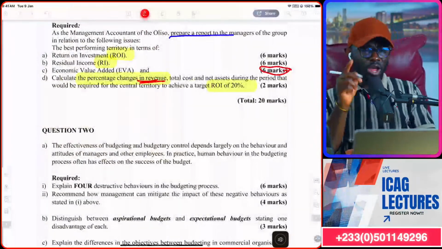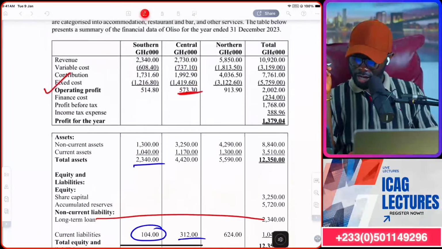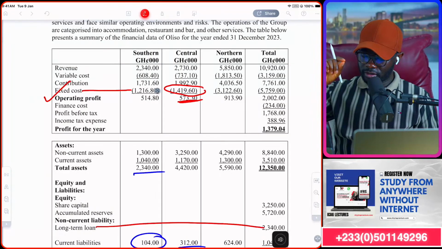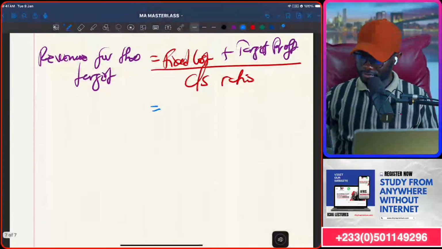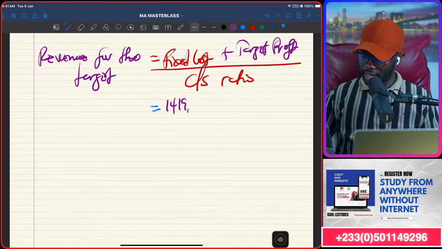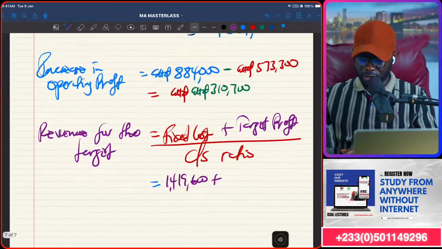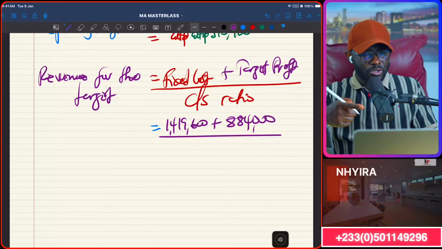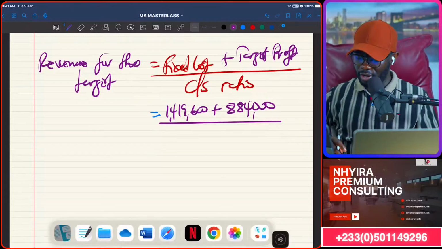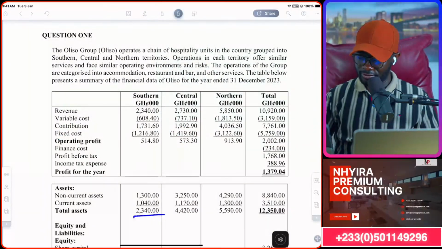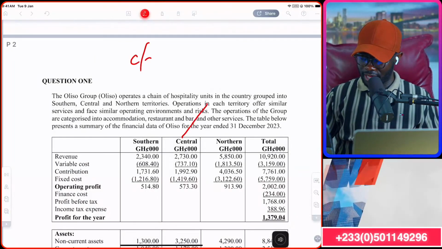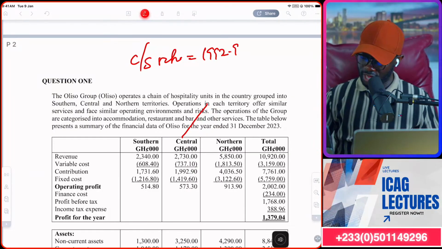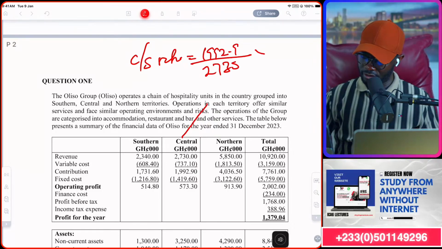So let's go. What is our fixed cost? Go back to the question, because you see the fixed cost for the Central here. 1419.6. So 1419,600 plus the target profit, which is what we calculated, 884,000, divided by contribution to sales ratio. You know how to calculate that, so I'm not going to do a miracle here. It is contribution divided by sales times 100. So for the Central division, our CS ratio will be the contribution 1992.9 divided by the sales of 2730 times 100.